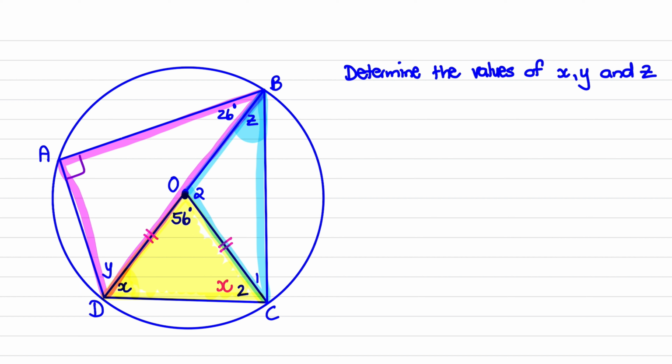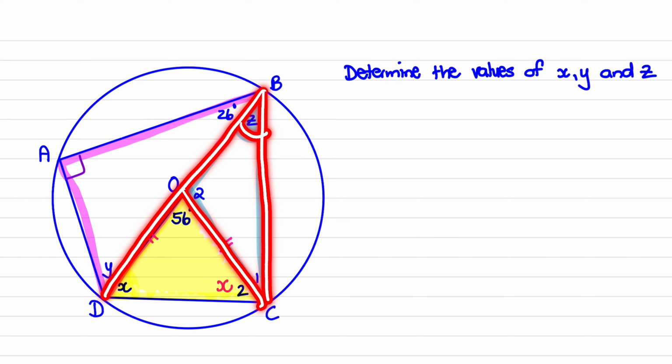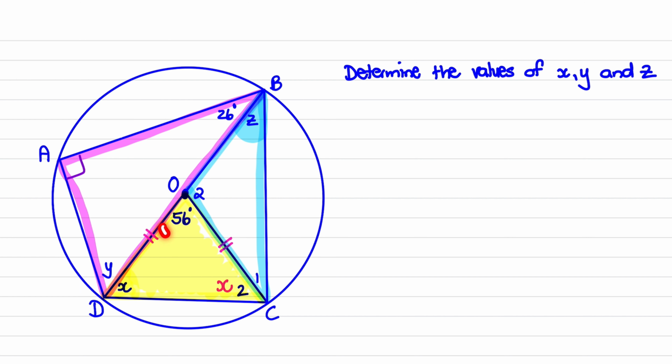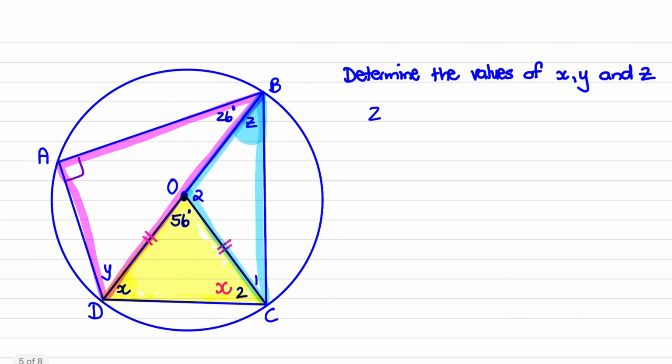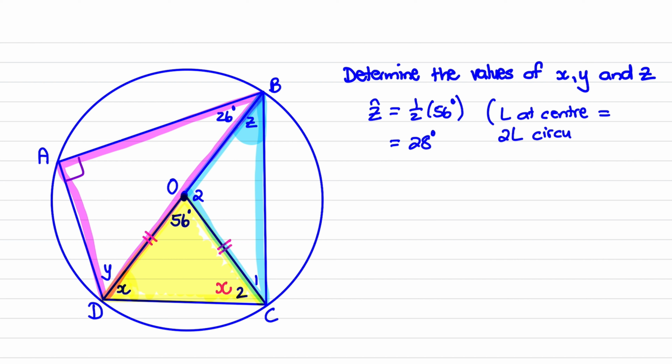But the shorter way is to recognize that the arms of the angle z is connected to the angle at the center. And what we know is that the angle at the center of the circle is twice the size of the angle at the circumference. So therefore, z is equal to half of 56 degrees, which is 28 degrees. And our reason is angle at center is equal to 2 times the angle at the circumference.